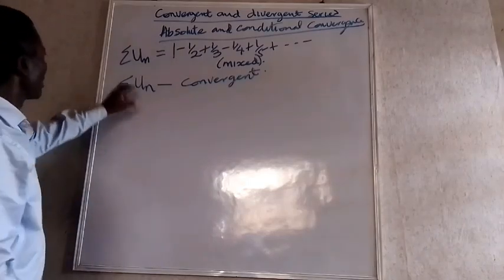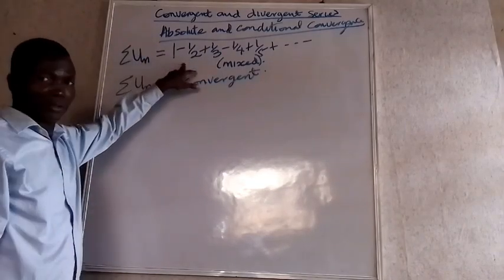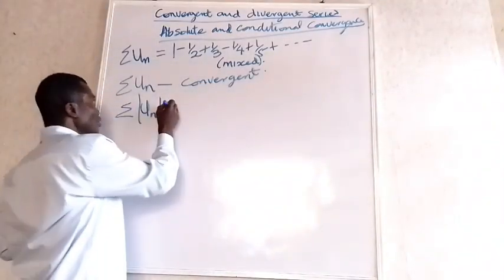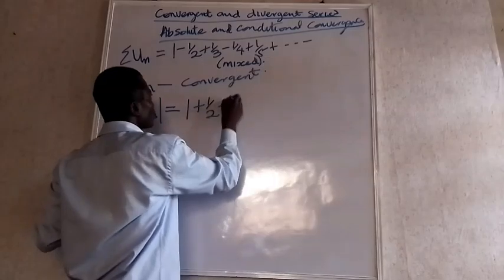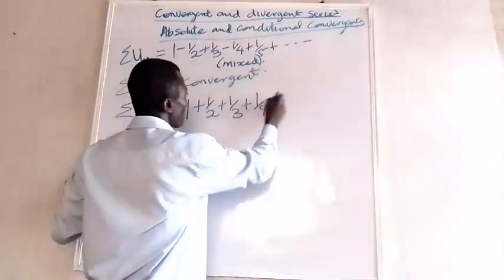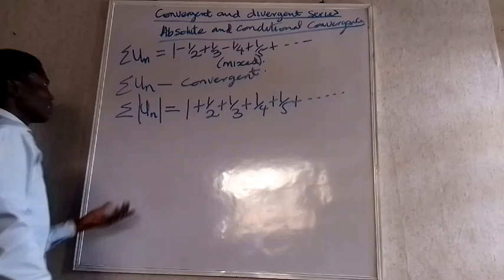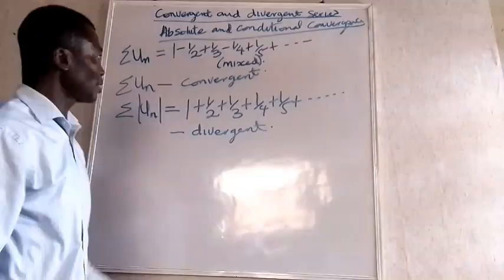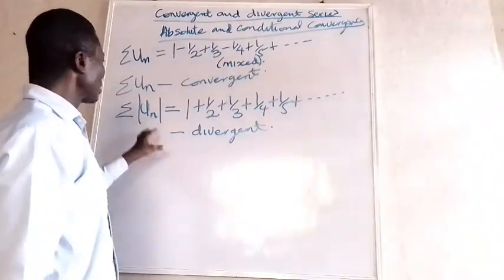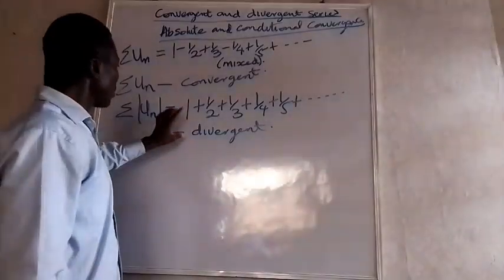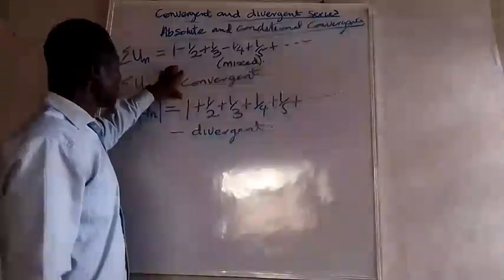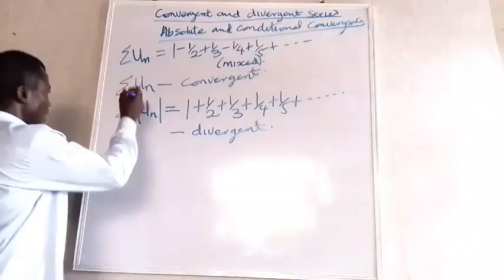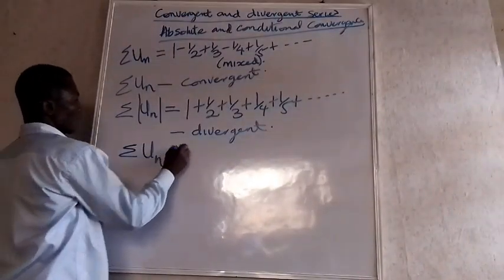Now, let's assume we have a series with the absolute values of these terms. That is, 1 plus a half plus 1 over 3 plus 1 over 4. And on checking this one, we realize that it is divergent. So what we are saying in essence is that if you have a series with mixed terms and you add the absolute terms, this can be convergent and that can be divergent at the same time. One thing is sure: if the series of absolute terms is convergent, the mixed one is convergent. Let me give you the condition. It's divergent.